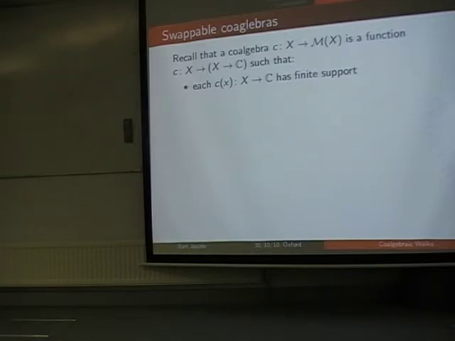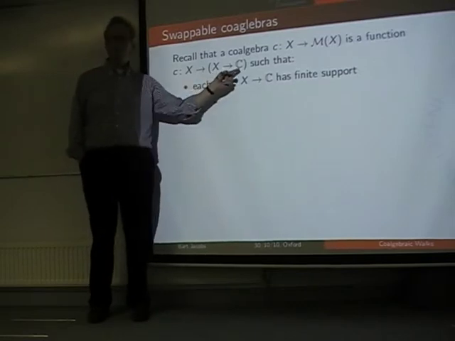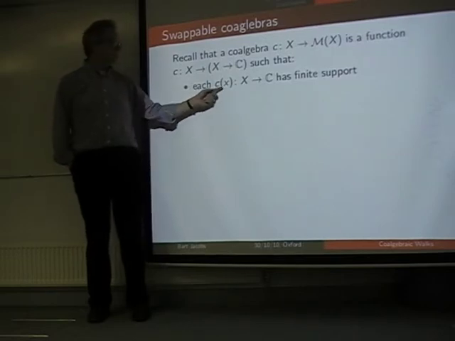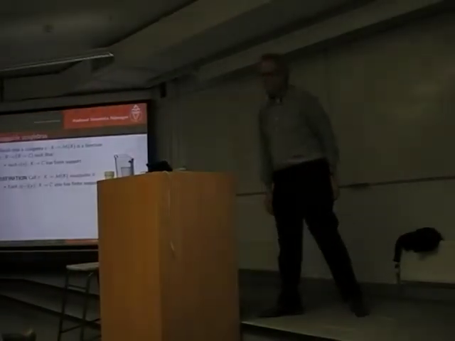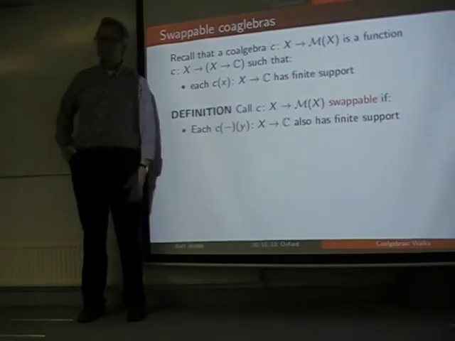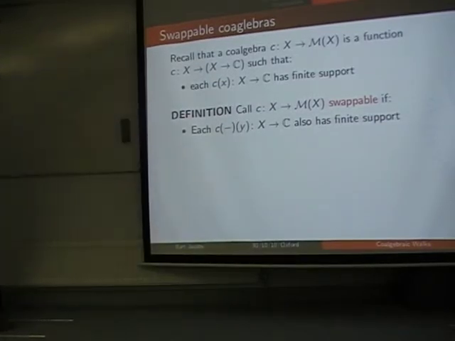Recall that the coalgebras I'm looking at are maps from x to mx, and mx are functions from x to c, where these had finite support. So each cx I'm currying here had finite support. Now I call such a coalgebra swappable: if I swap arguments, then I also have finite support. And this is precisely what Samson was describing this morning as locally finite relations. So locally bifinite relations, yeah, precisely, so that you have finiteness in both arguments.